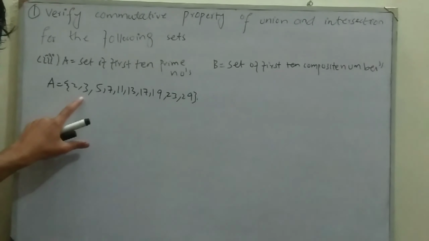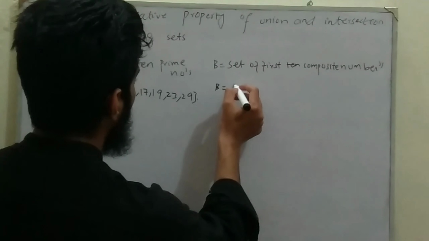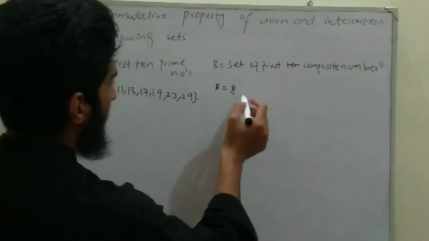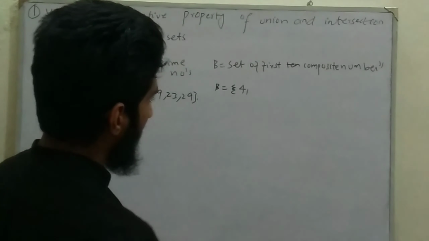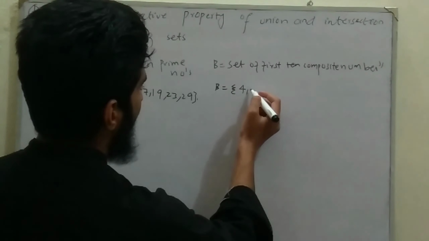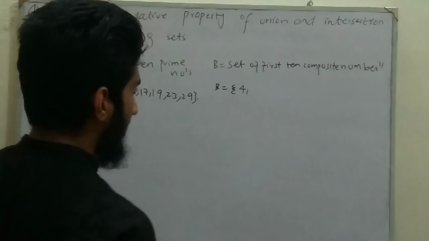is the set of the first 10 composite numbers. So composite numbers are those numbers which have more than 2 factors. So the first number is 4 because it is divisible by 1, by 2 and by itself. This is a composite number. After this we take 5. No, not 5, because 5 is an odd number.